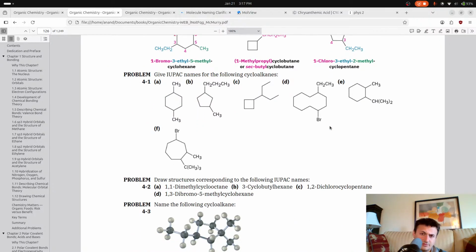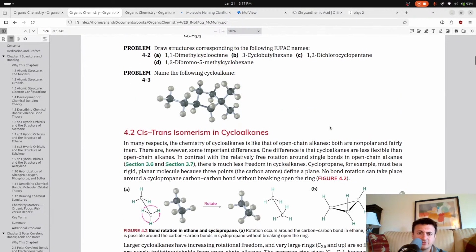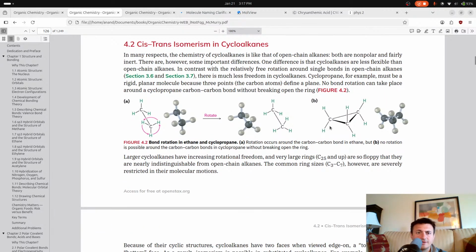Okay, so I actually did all of those, so I'm not going to go through them. In many respects, the chemistry of cycloalkanes is like that of open chain alkanes. Both are nonpolar and fairly inert. There are, however, some important differences. One difference is that cycloalkanes are less flexible than open chain alkanes. In contrast with the relatively free rotation around single bonds in open chain alkanes, there's much less freedom in cycloalkanes.